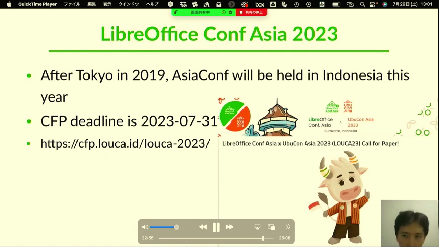LibreOffice conference this year: after Tokyo in 2019, the Asia conference will be held in Indonesia this year. Sorry, the CFP deadline is tomorrow, so if you are interested, please try the CFP. This event is a joint LibreOffice and Ubuntu Asia conference.